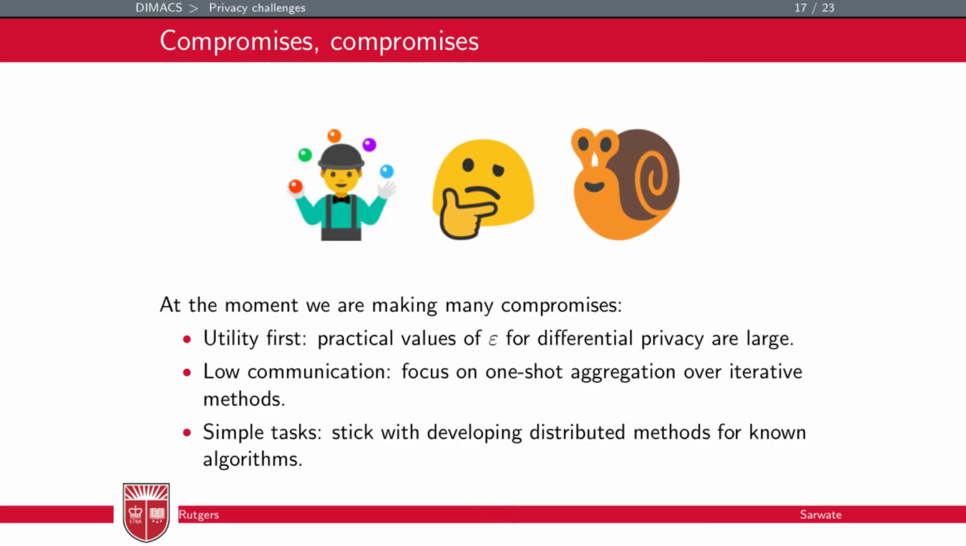And instead of looking at these iterative methods, iterative methods are great. Gradient descent is great. Stochastic gradient descent is good. But if we have to do it with communication between nodes, it's bad. So we have to figure out some intermediate between one-shot aggregation and iterative methods. Right now we're living in the one-shot aggregation model.